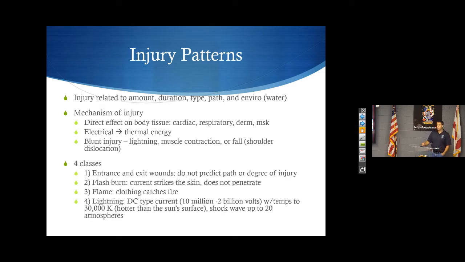All right, so there are also four classes. You have entry and/or exit wounds. Again, we've talked about how they do not predict the path or degree of internal injury. There are flash burns, in which your clothing can catch fire, right? With flash burns, current strikes the skin, doesn't penetrate, and then there's the flame, the clothing that catches fire thereafter.